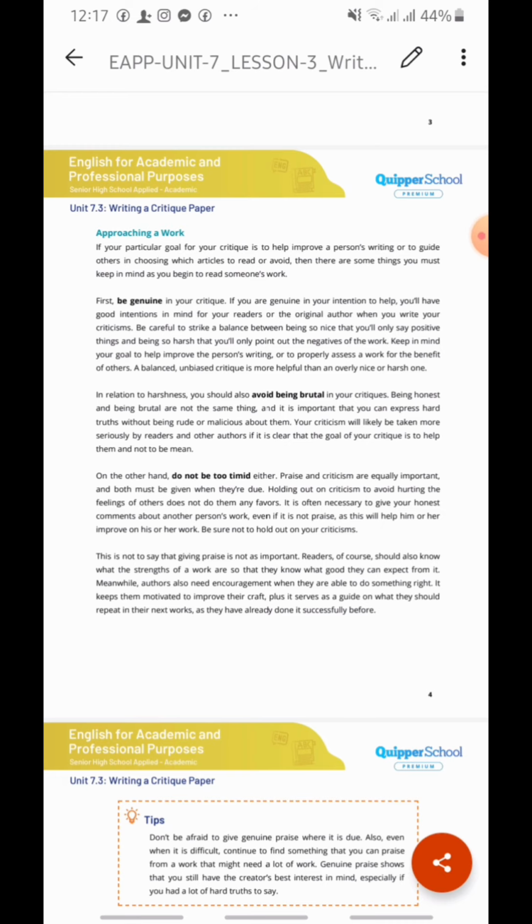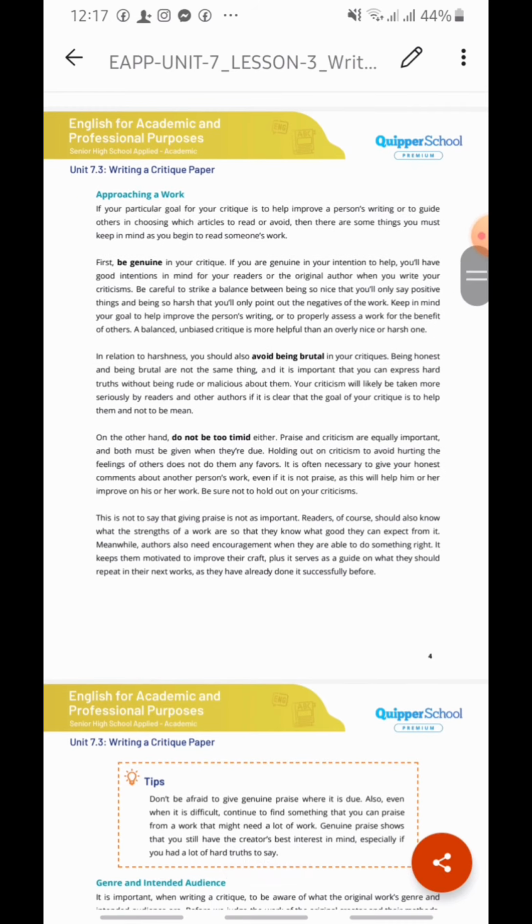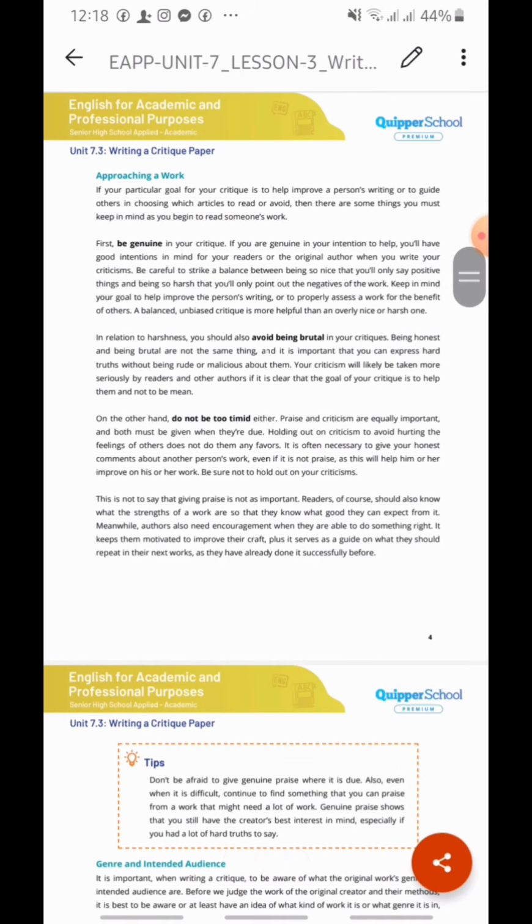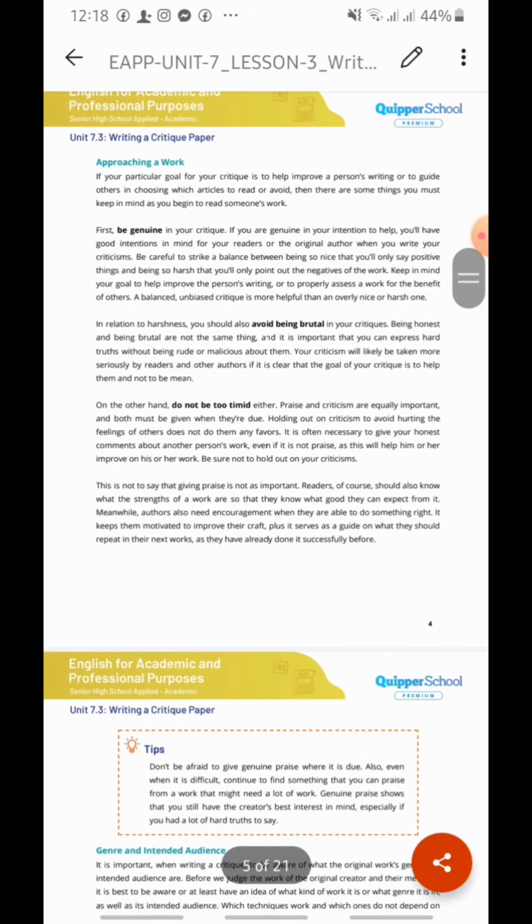Because if you're genuine in your intention to help, you have good intentions in mind for your readers. Tama. Kung maging tunay ka, it means na you have good intentions sa imong mga readers when you write your criticism. So be careful to strike a balance between being so nice that you only say positive things and being so harsh that you only point out the negatives of the work. So i-balance lang siya.